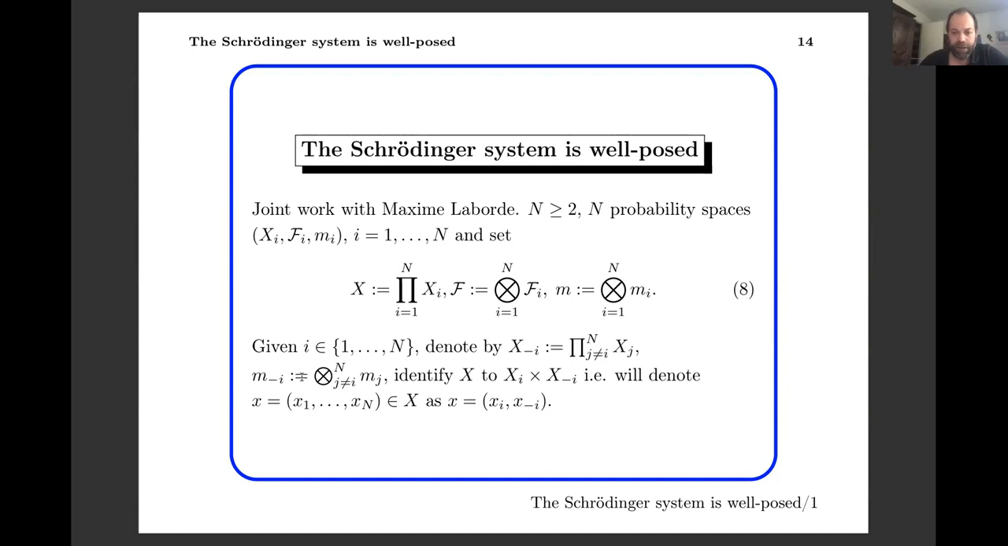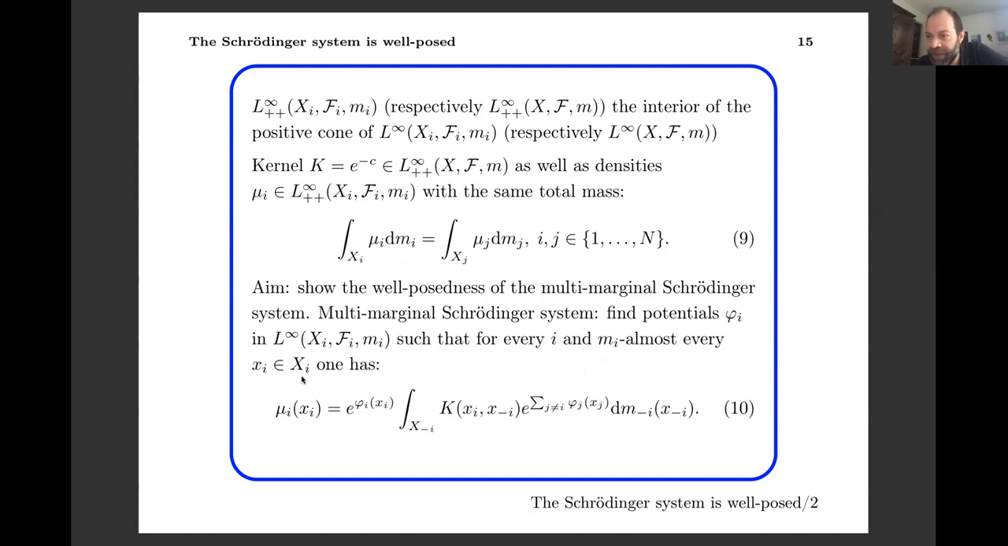Okay, so the problem is the following. I will work in an L infinity framework. Note that I will not assume any sort of continuity, or even that the X_i are Polish spaces, but I will assume that the cost c is L infinity on the product space. It's a limitation, but it's quite an abstract assumption. I will denote by L infinity of X_i, the individual spaces, and of X, the product space. When I put a plus plus, it means the interior of the non-negative cone, the functions which are bounded and essentially bounded away from zero, m-almost everywhere. So I give myself the kernel K, which is exponential of minus c, so it is in the interior of the positive cone of L infinity.